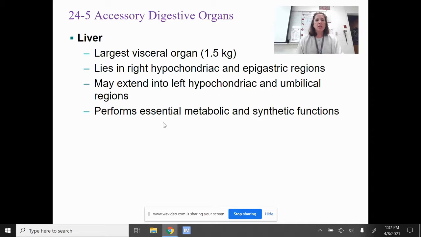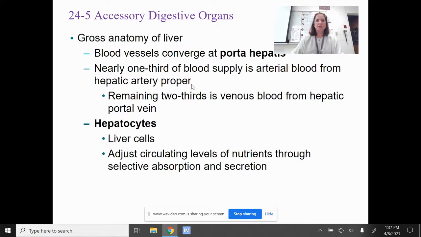Your liver is your largest visceral organ. It's in your right hypochondriac and epigastric regions. It can extend into the left. People's livers can be quite large. It performs essential metabolic and synthetic functions.